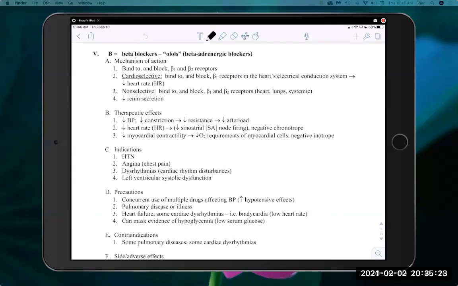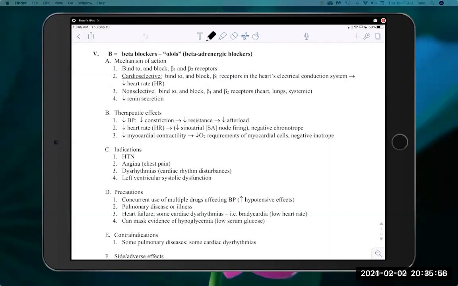Because it's non-selective and it's going to affect beta 1 and beta 2 receptors, which we know beta 2 consists of the lungs and systemically, and beta 1 is heart, we have to be really careful and cautious about using this in patients that have any type of known pulmonary diseases or illness. What happens is this particular drug class can cause vasodilation, which can be great because it's going to help lower blood pressure. But it also will cause bronchial constriction.